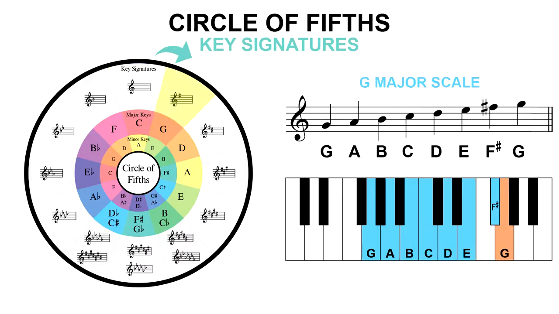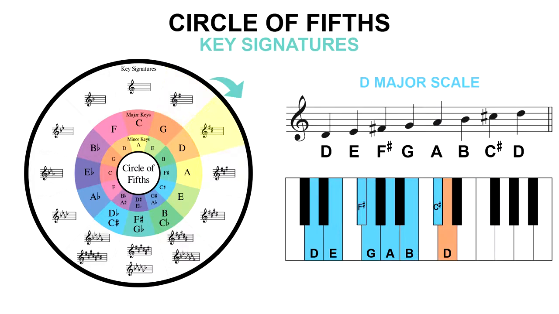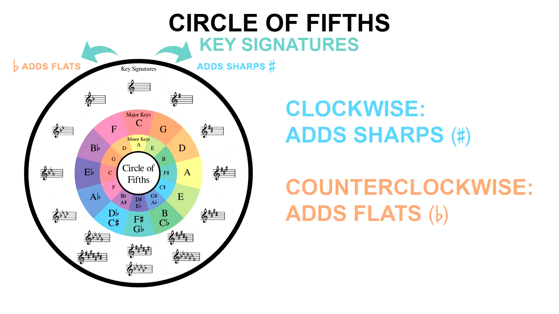Starting from the key of C and moving clockwise by ascending fifths, the key of G has 1 sharp: G, A, B, C, D, E, F sharp. And then next, the key of D has 2 sharps: D, E, F sharp, G, A, B, and C sharp. Moving clockwise around the circle of fifths adds sharps to the key signatures, and moving counterclockwise adds flats to the key signatures.